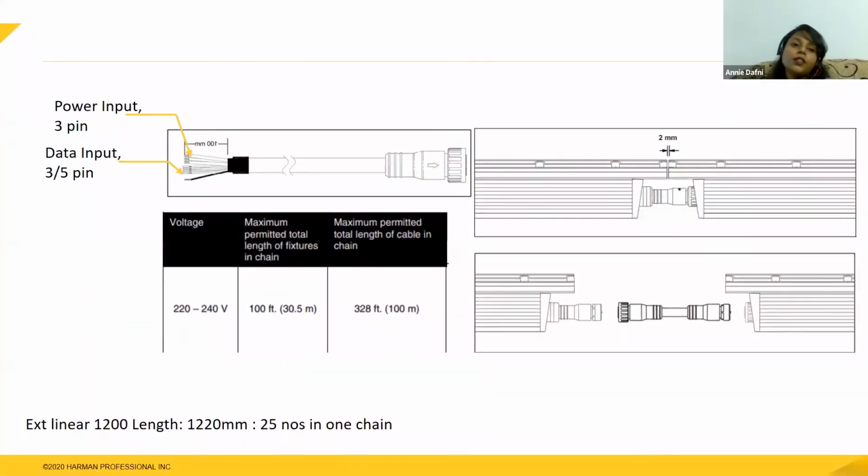Okay. So like I said, these exterior linear grazers can be connected end to end. So we need an input cable which carries both power and data, and the fixtures can be connected together end to end, or they could be connected with extension cables in between of different lengths, depending on the installation. And since the maximum permitted length of fixtures in one chain is 30.5 meters, if you're using the exterior linear, the 4-foot, the longer version, then you can connect 25 of them in one chain, just the fixtures, and including the cables, you can go up to 100 meters.